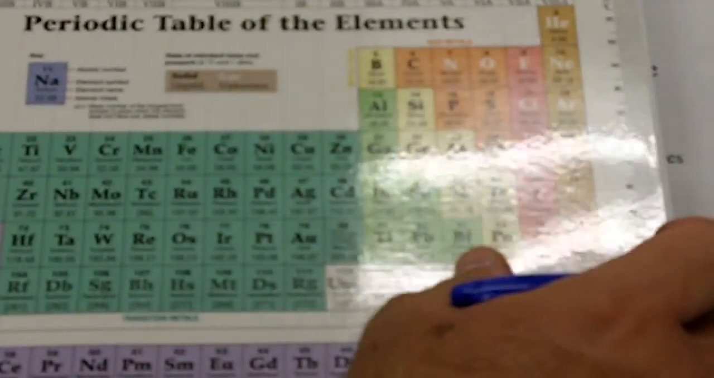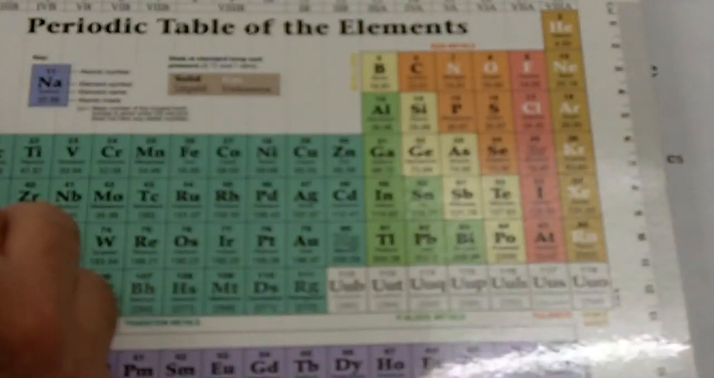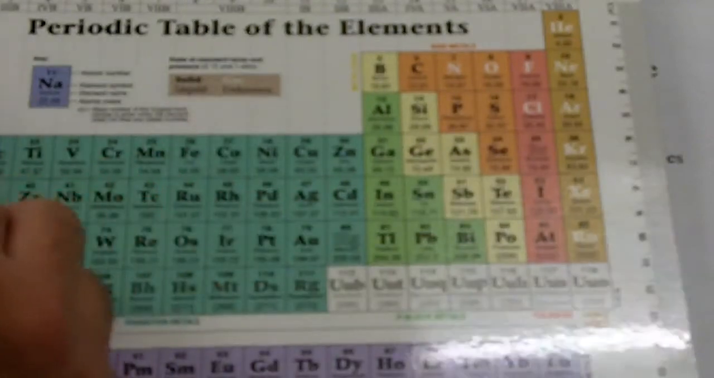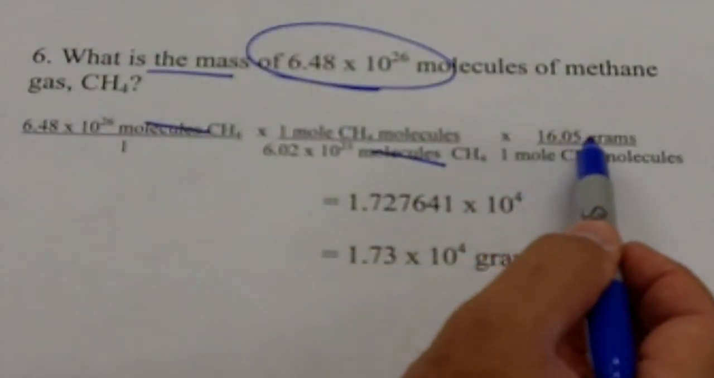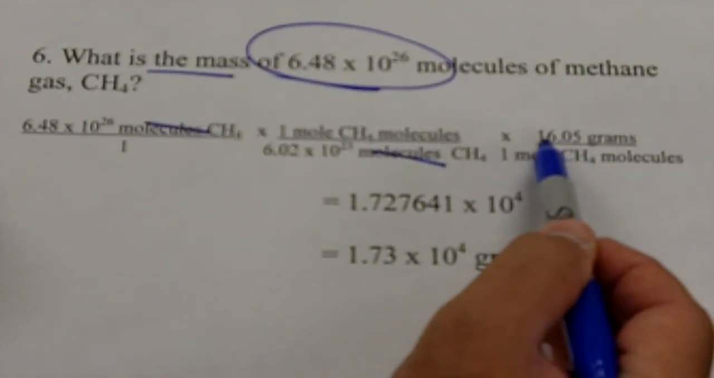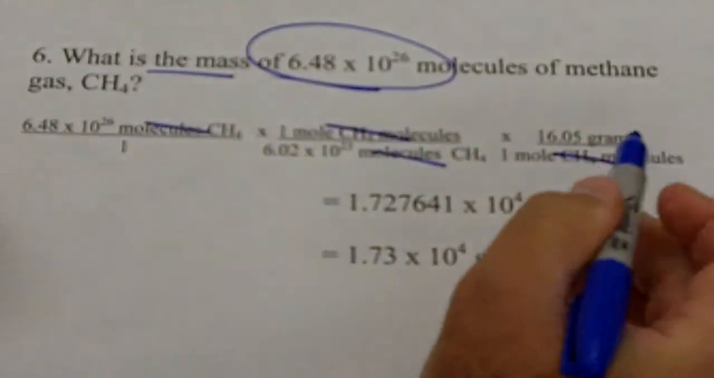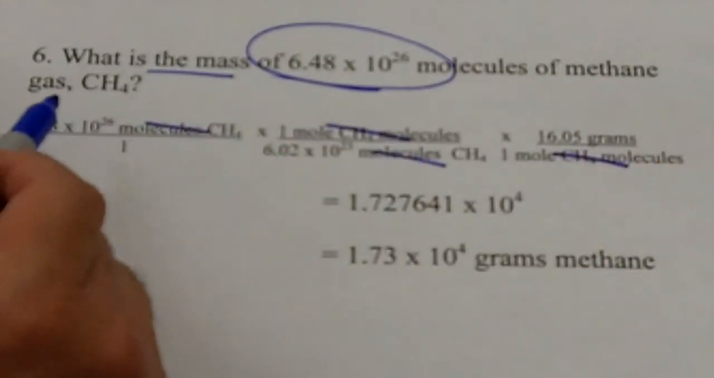Carbon is 12.01. Each hydrogen is 1.01, and there's 4 of them. When I add those two numbers, 12.01 plus 4 times 1.01, I get this number, 16.05. In other words, 1 mole of methane weighs or has a mass of 16.05 grams. Mole of methane cancels with mole of methane, and I'm left with grams of methane. That's what I want. So it's time for me to get my calculator now.